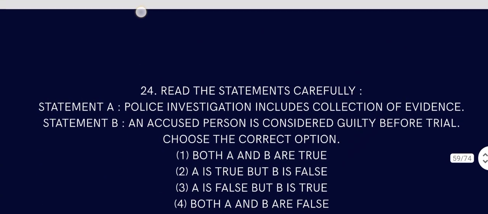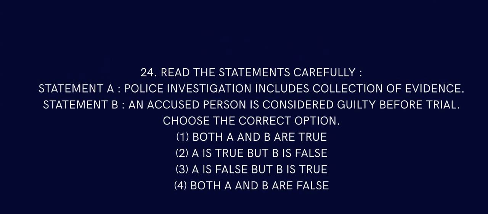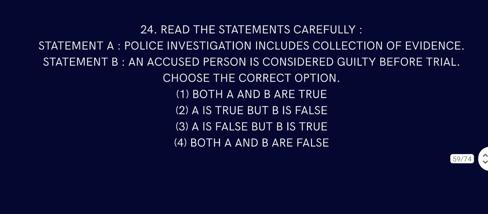Question number 24. Read the statement carefully. Statement: a police investigation includes collection of evidence, that is correct. An accused person is considered guilty before trial, because I think that is false. You cannot really accuse a person of being guilty before trial, because you have to prove his mistake. Then, like you know, innocent until proven guilty.